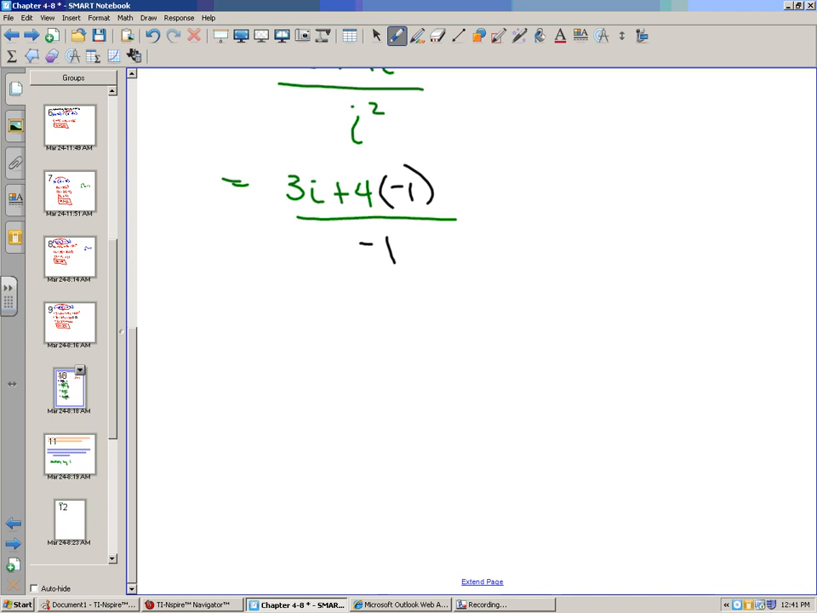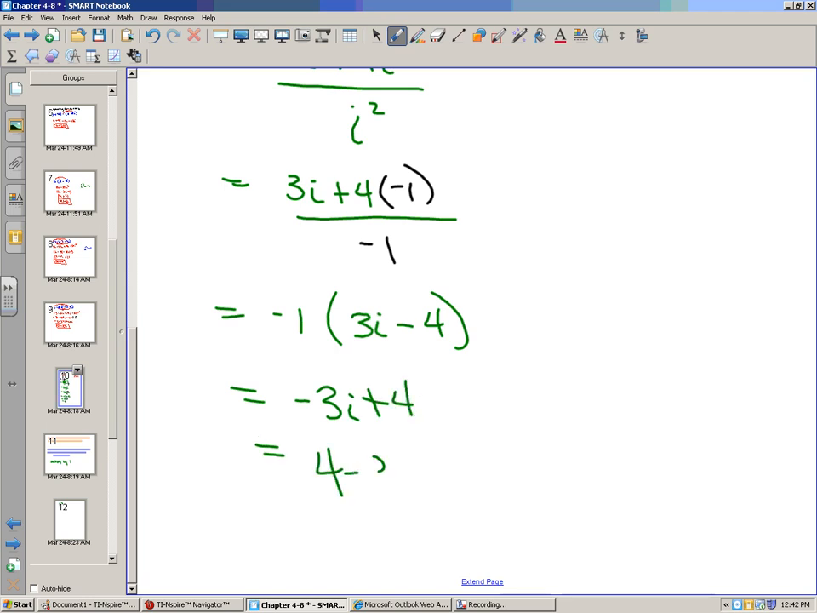Now, when you divide by a negative 1, is that the same thing as multiplying by a negative 1? What is 5 divided by negative 1? Negative 5. What is 5 times negative 1? So, is dividing by negative 1 the same thing as multiplying by negative 1? It is. So what I can do is move that negative up top and distribute, correct? Yes or no? So if I distribute that, what does it give me? Do I like the way that's written? 4 minus 3i. That is its simplest form.